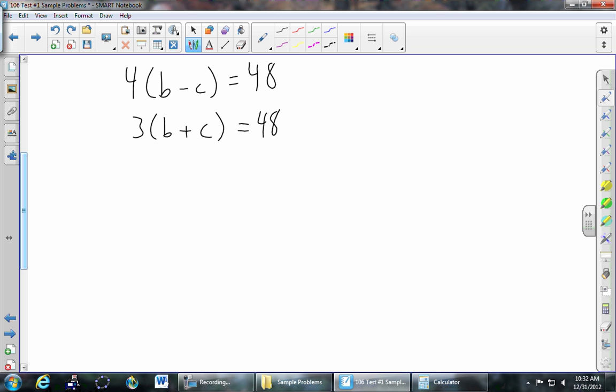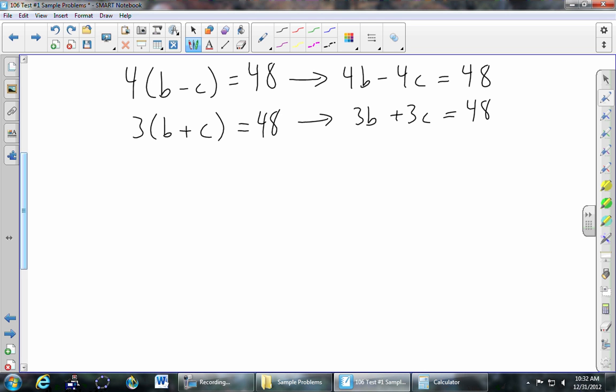So let's do this without doing any shortcuts. So I'm going to distribute that 4 through. 4b minus 4c is equal to 48. And also distribute the 3. 3b plus 3c is equal to 48.